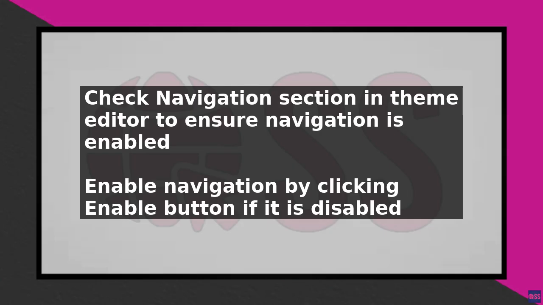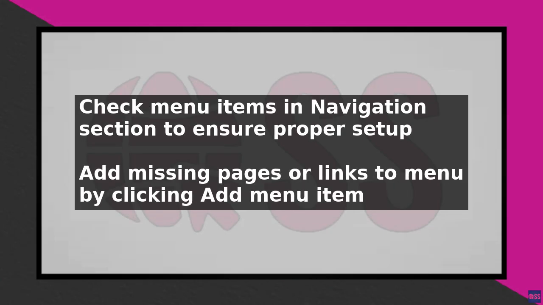Next, check your menu items to ensure they are properly set up. Go to the navigation section in your Shopify admin panel and click on the main menu. Make sure that all the pages and links you want to appear in your navigation are included in the menu. If a page or link is missing, click the Add Menu Item button to add it.